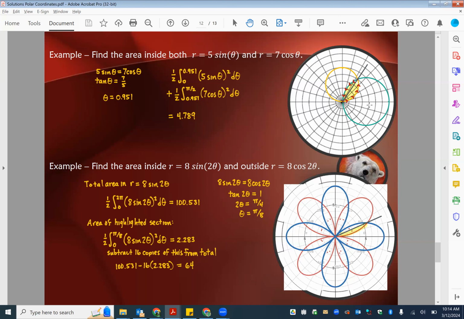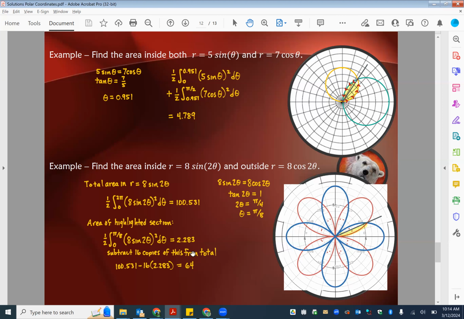The last example is the most complicated. Maybe this is a bit above and beyond what we would need to worry about on a test, but just for fun, we've got two different rose curves. We want to find the area inside the sine curve, that would be the red one, but outside the blue cosine curve. There's a bunch of different strategies for this. Want to try to find something that makes sense to you intuitively.